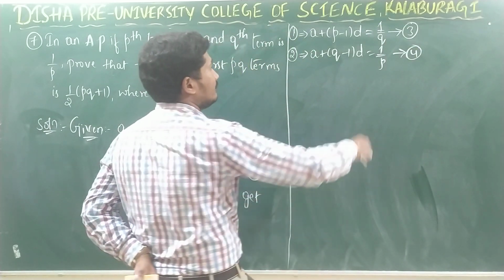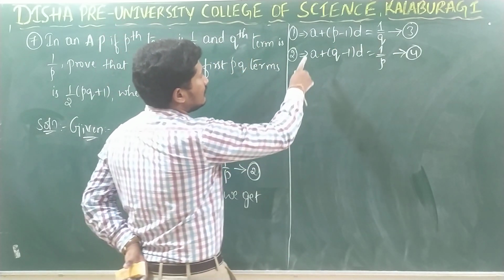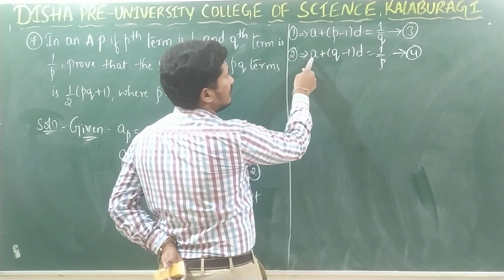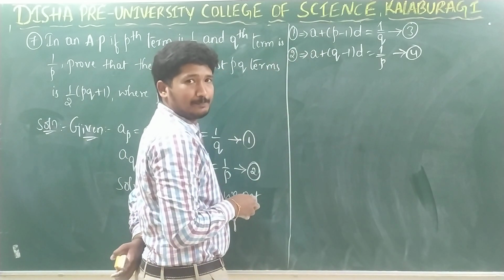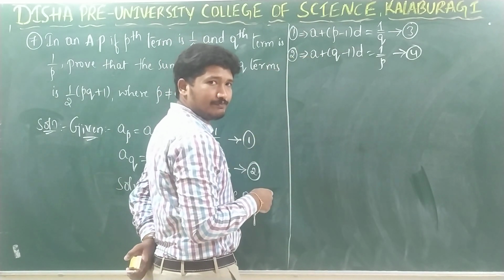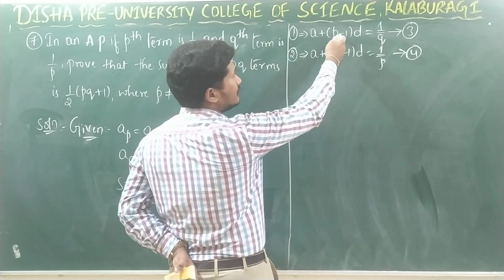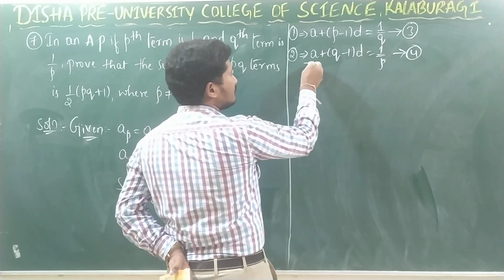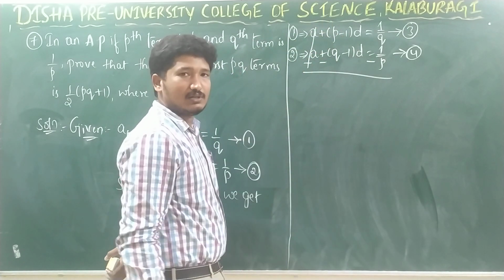Now, we need the value of a and d. See here, the coefficient of a in 3 and 4 is the same. That is, the coefficient of a in 3 is 1, and in 4 it is also 1. So there is no need of changing anything. Let us eliminate a. We will get the value of d. The obtained d value we will substitute in any one of these equations, and we will get the value of a. So plus becomes minus, and plus becomes minus. So a minus a gets cancelled here.